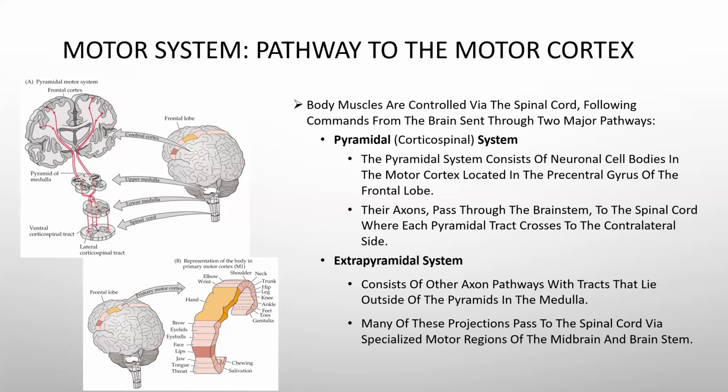in the medulla. And many of these projections pass to the spinal cord via specialized motor regions of the midbrain and brain stem. And I don't want you to forget that, again, now we're looking at the primary motor cortex. It is also shaped like a homunculus. You see the strip there, the primary motor cortex, where there's a lot of cortex devoted to the hand, a lot of cortex devoted to the lips, the face, in comparison to other parts of the body.